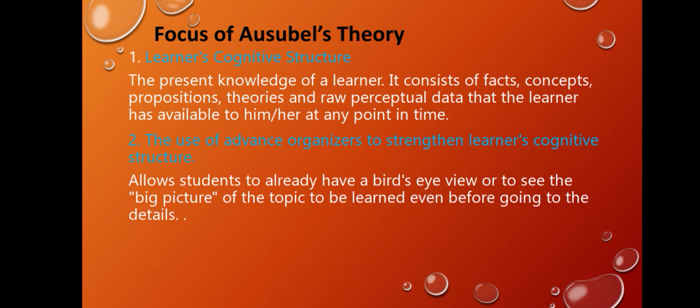Ausubel believed that the student's cognitive structure should be strengthened first so that the acquisition and retention of the new information is facilitated. The way to strengthen the student's cognitive structure is by using advanced organizers to allow students to have a bird's eye view or to see the big picture of the topic to be learned even before going to the details.